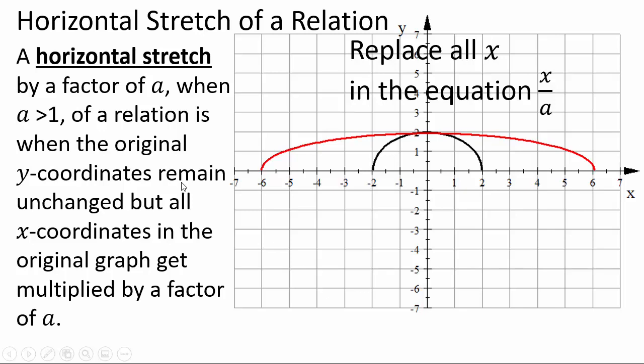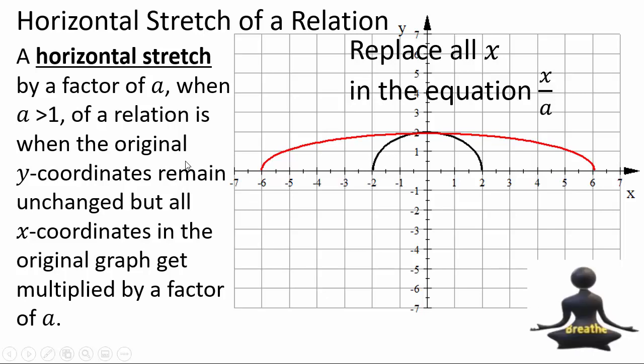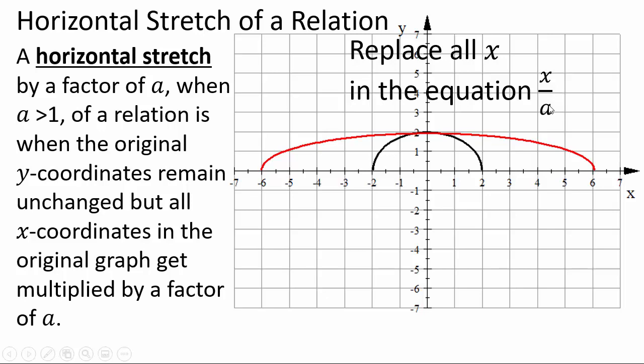So all the y coordinates remain unchanged. The x coordinates have to be 3 times bigger, so a times bigger, in order for it to happen. Another way you can think of it is it's taking 3 times as long to travel the distance to produce the same y coordinate output, because you divided by a number, so it's slowing down. Here's another example. You can see the black is the original graph, and we don't know the factor by which it got stretched, so we'll just call it a, but x divided by a produces that stretch.